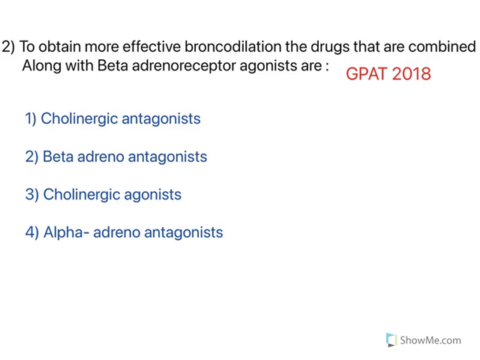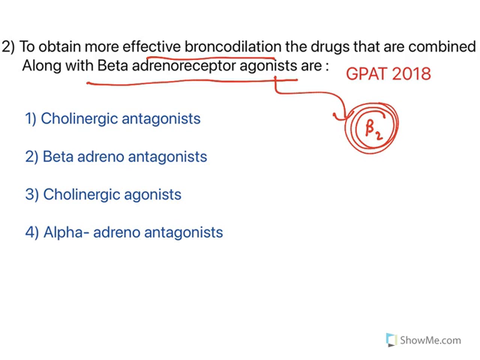Another type of question. To obtain more effective bronchodilation, the drugs that are combined along with beta adrenoreceptor agonist. What happens? Bronchodilation, beta 2 adrenoreceptor agonist. With which class you can combine with this? See, the question is based on the physiological effects of the drugs. Now, cholinergic antagonist. What are the responses of cholinergic system?